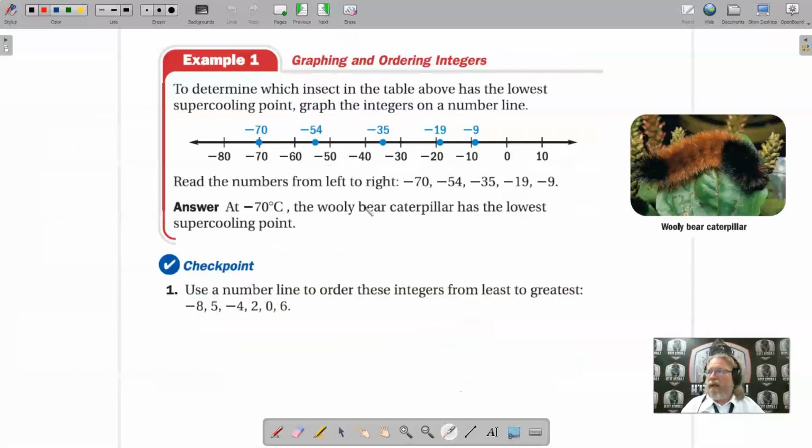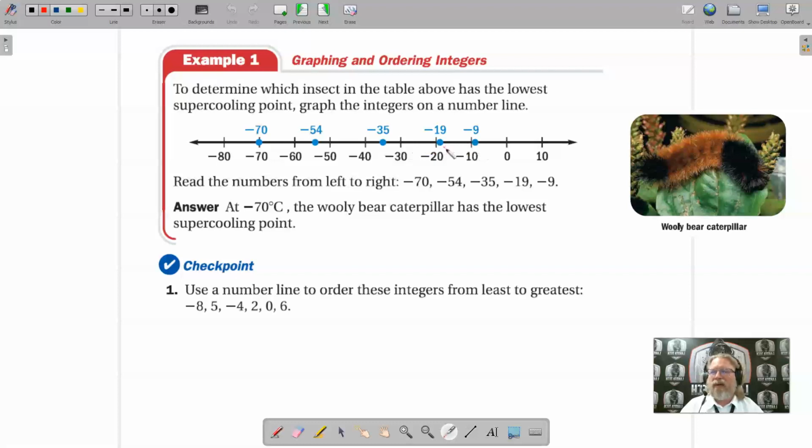So with that in mind, example 1 shows graphing and ordering integers. So to determine which insect in the table has the lowest supercooling point, we could graph the integers on a number line. So we'll start graphing them out, and we have 0 here. Everything to the left is negative, and notice that all of our temperatures that we were given are negative, so it makes sense that they are all to the left of 0. And you think like the numbers get higher as you go down, like 10, 20, 30, but it's actually -10, -20.